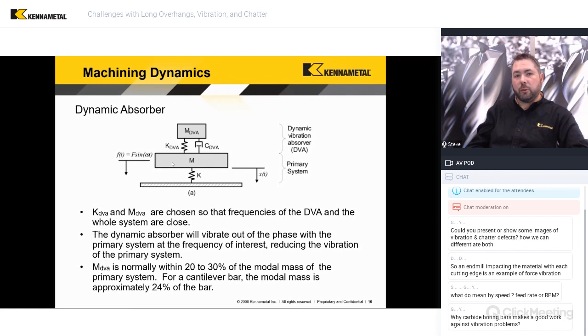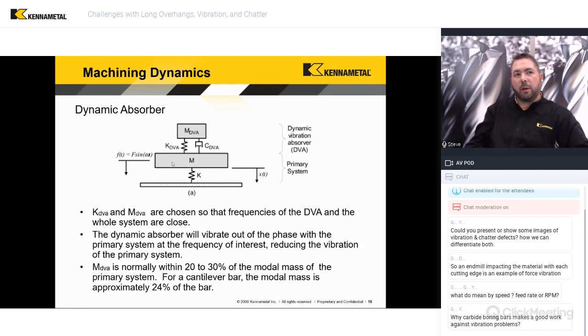What's really interesting about that is that one of the things we want to think about is relative motion. So what do I mean by relative motion? That second mass, on its set of springs, can move relative to the overall system.